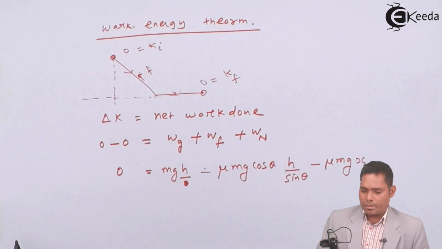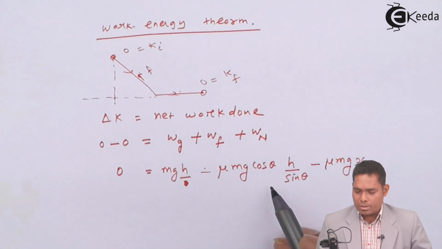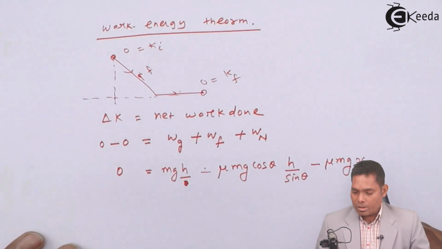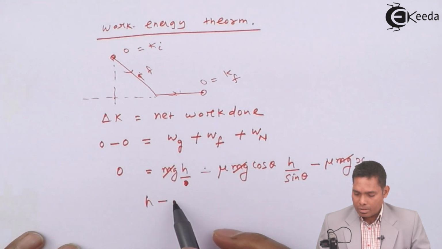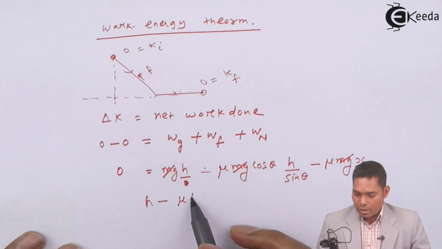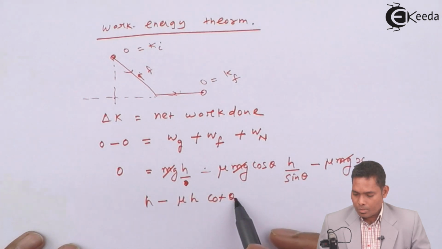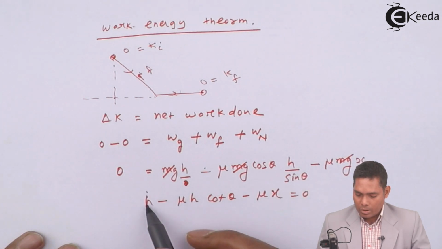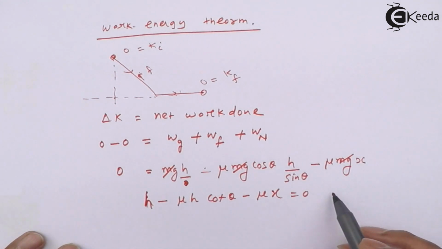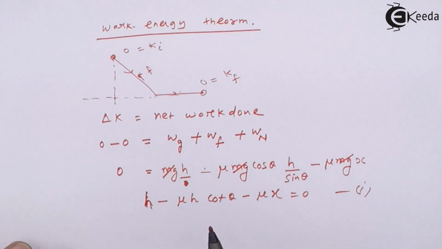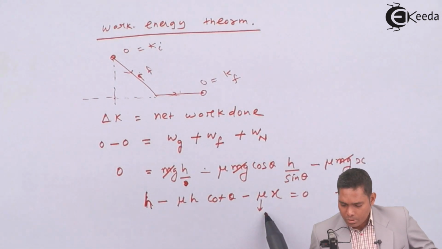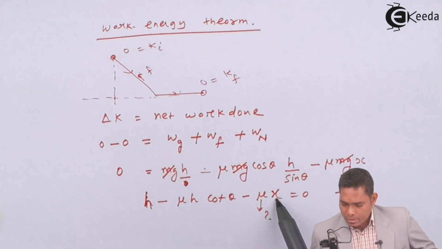This is exactly what we have done. If I would have used it, then also I would have got the answer. But this is one equation and you have to use another equation, because in this equation, mg can be cancelled: h minus mu h cot theta minus mu x equals 0. So from here, this is one equation. This equation cannot be solved only with the help of that. We have used two equations. Here mu is unknown and this x is unknown.